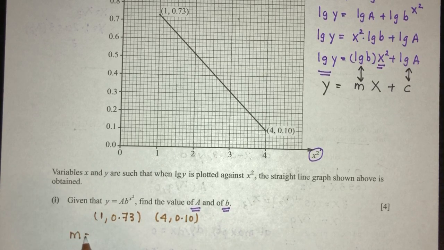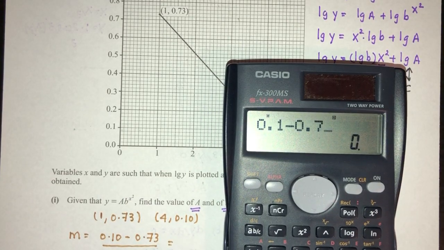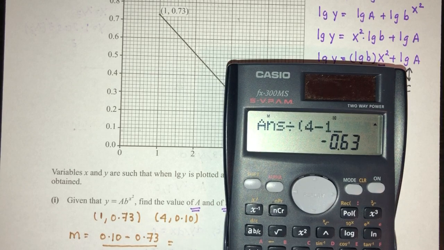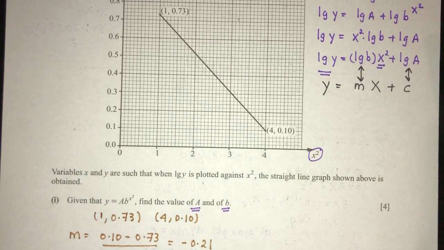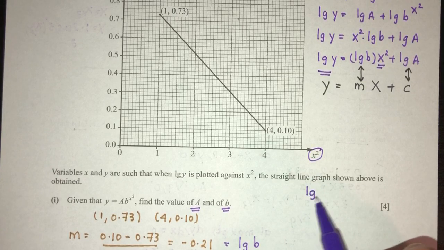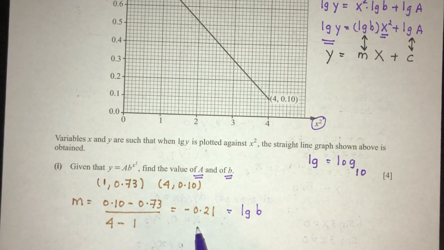So to find the gradient, it is y2 minus y1 over x2 minus x1. So 0.1 minus 0.73 divided by 4 minus 1. That will be minus 0.21 for the gradient. So as you can see from the equation, m is also equal to log of b. So this is equal to log of b. Now for you to understand, log is just log to the base of 10. So finally, the value of b is equal to 10 to the power of minus 0.21.